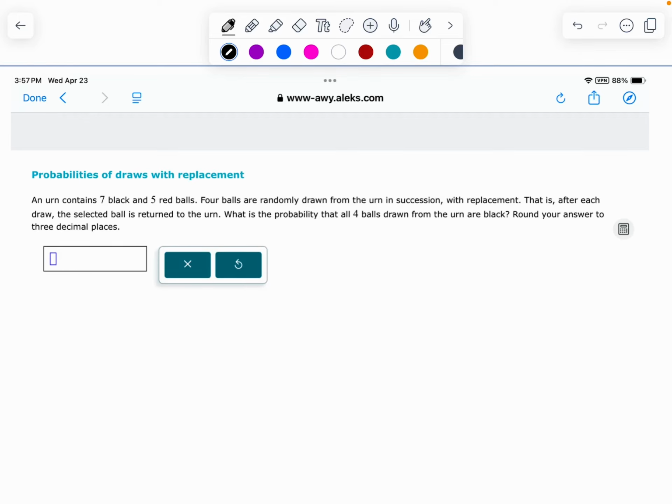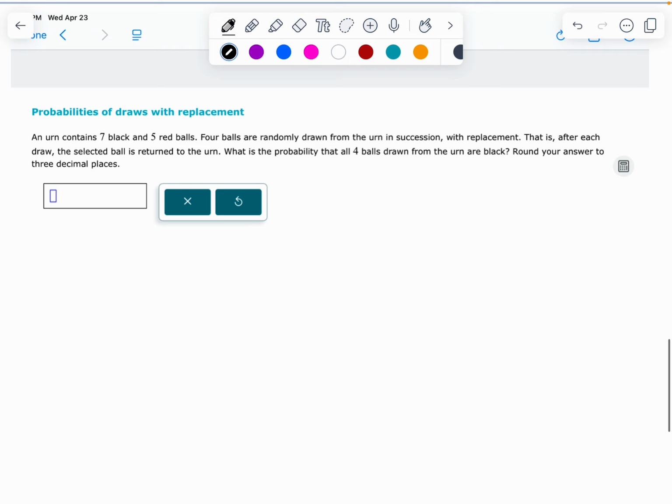All right, probabilities of draws with replacement. So an urn contains 7 black and 5 red balls. 4 balls are drawn randomly from the urn in succession with replacement. This means they are put back, or it's independent. That means that each individual probability doesn't affect the next one, okay? That is, after each draw, the selected ball is returned to the urn.